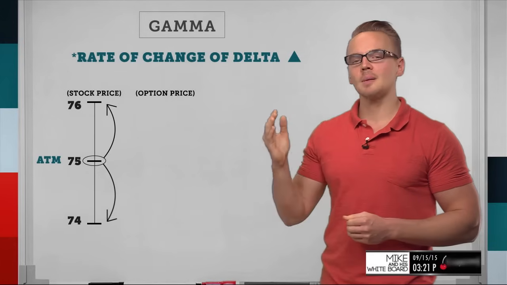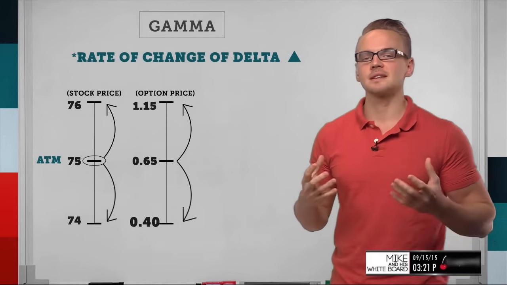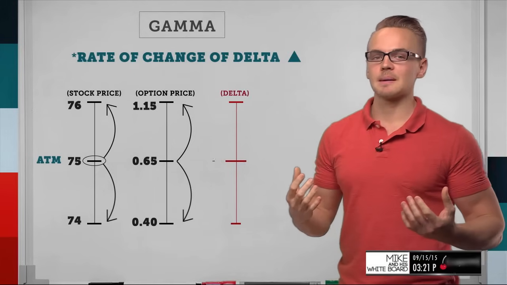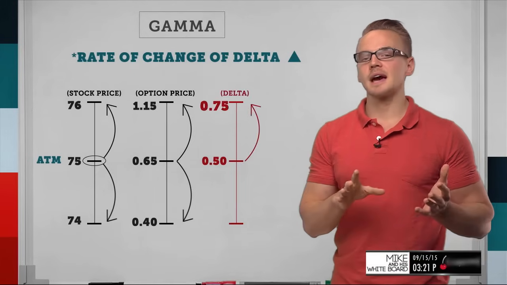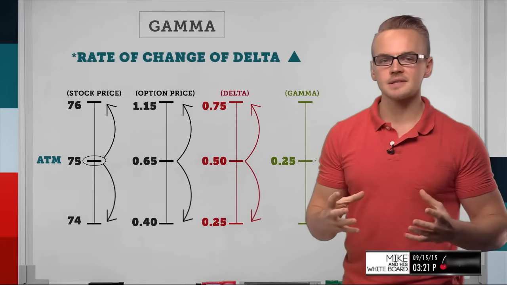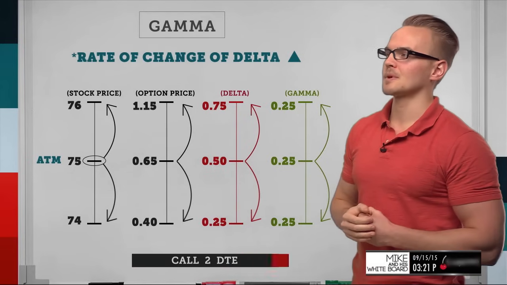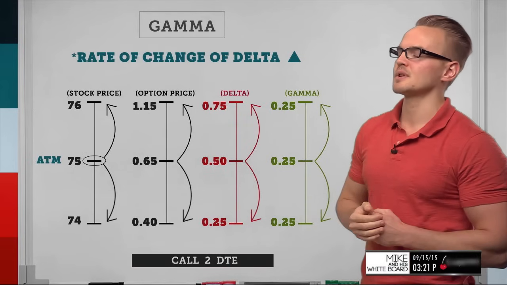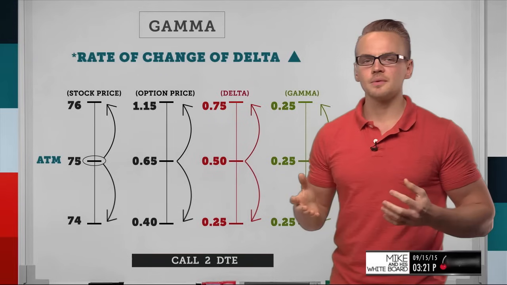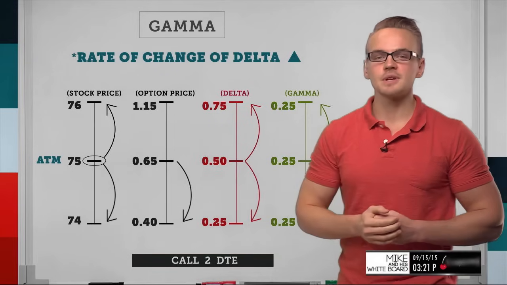We're going to look up and down one strike, and we're going to see how our option prices are affected now given an increase in gamma, because again, the closer you get to expiration, the higher gamma is going to be, and that's where that gamma risk comes into play. So we've got a 75 stock price, and now we're looking at an option price of 65 cents. So the option price is worth a lot less because we only have 2 days till expiration.